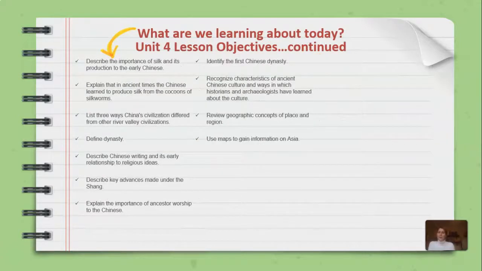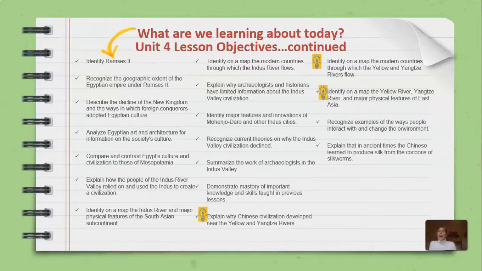Our learning objectives. Oops, one too far. There we go. Identify why Chinese civilization developed near the Yellow and Yangtze Rivers. Identify on a map the modern countries through which the Yellow and Yangtze Rivers flow. And identify on a map the Yellow River, Yangtze River, and major physical features of East Asia. And then also, recognize examples of the ways people interact with and change the environment. I'm sorry, I forgot to mark that one on there.